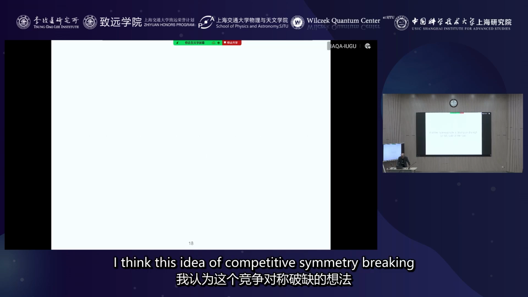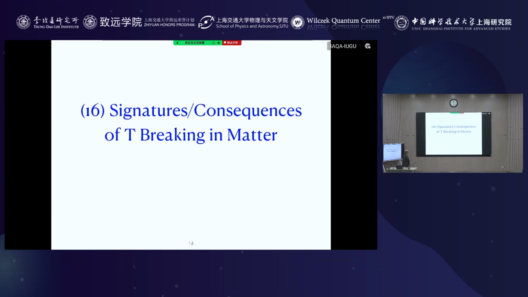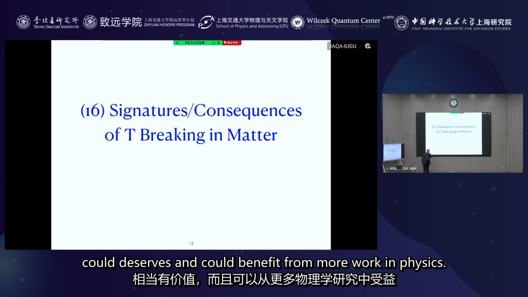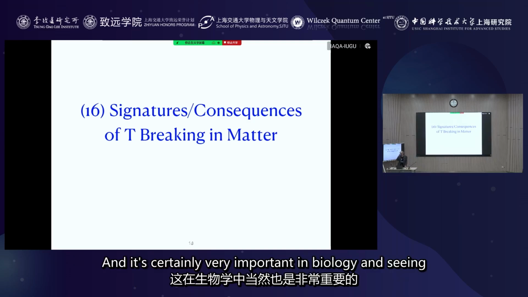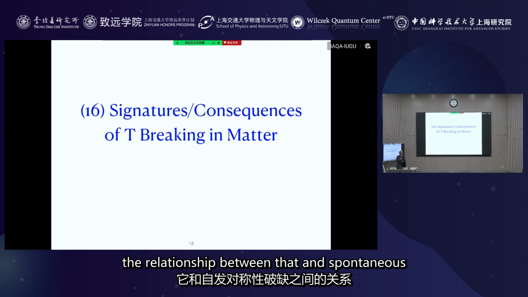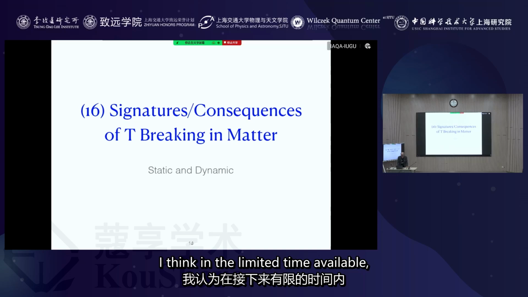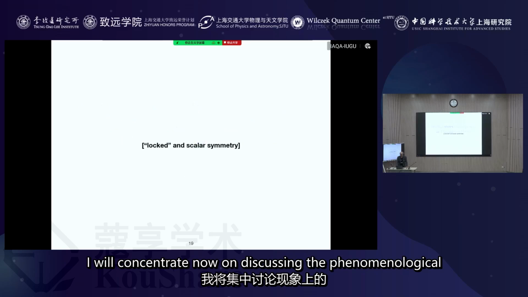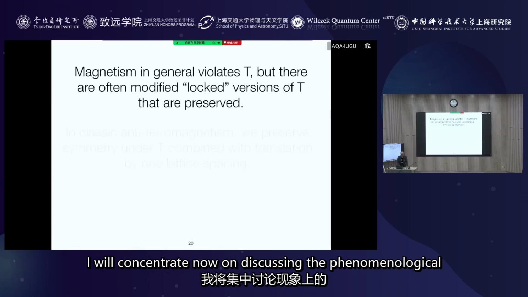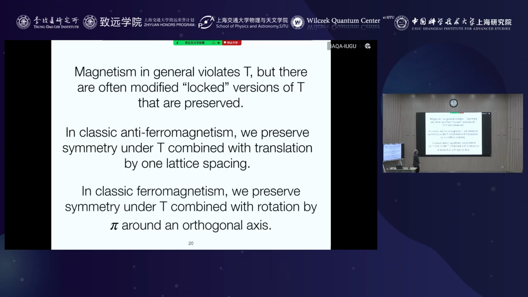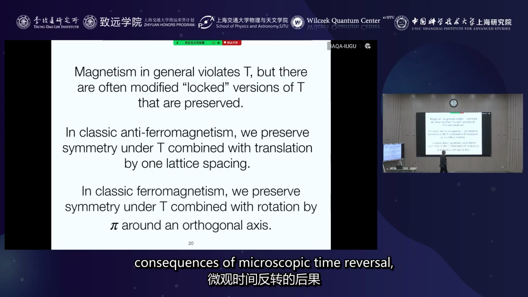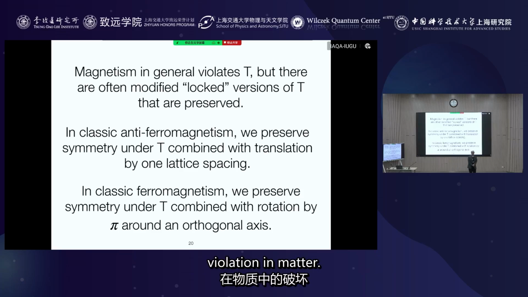Okay, so anyway, I think this idea of competitive symmetry breaking deserves and could benefit from more work in physics, and it's certainly very important in biology. And seeing the relationship between that and spontaneous symmetry breaking could be very fruitful. I think in the limited time available, I will concentrate now on discussing the phenomenological consequences of microscopic time reversal violation in matter.